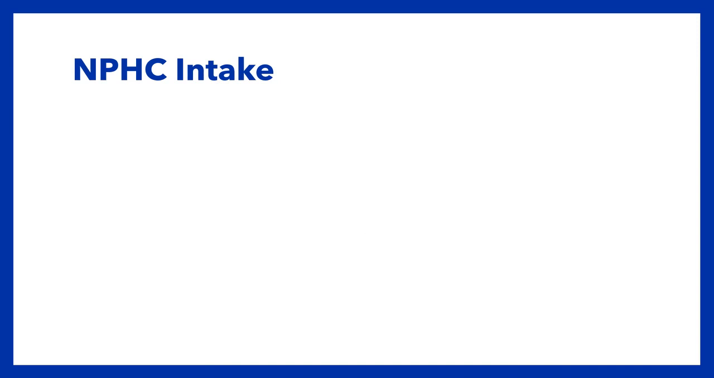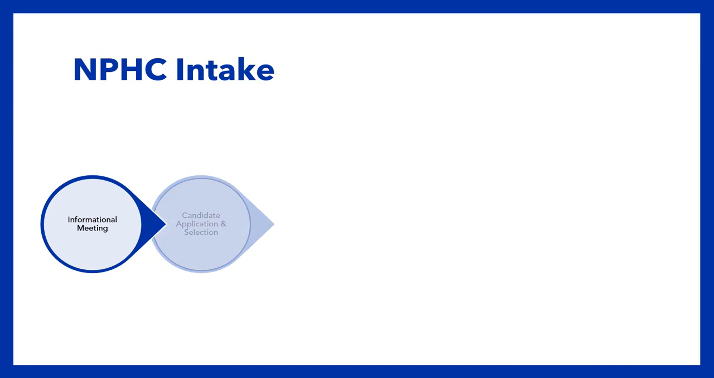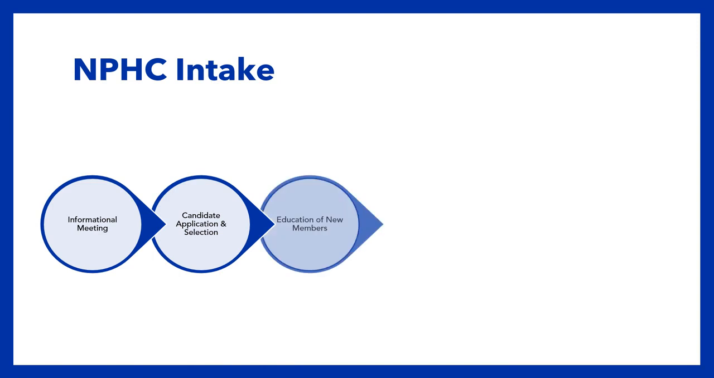Membership intake typically kicks off with an informational meeting hosted by the chapter. This is where you learn about the general membership expectations. We then have a candidate application and selection. Depending on the organization, candidates will go through an interview process and have their application reviewed. Candidates then go through the organization's new member education program. Once education is complete, the candidates will then initiate or cross into the organization.